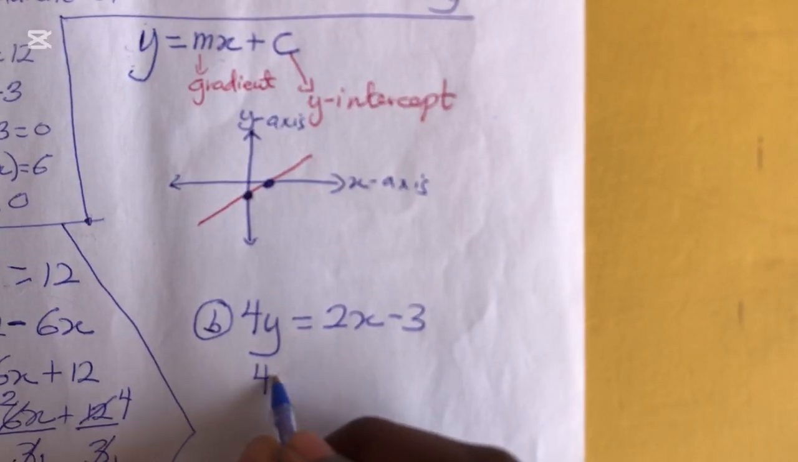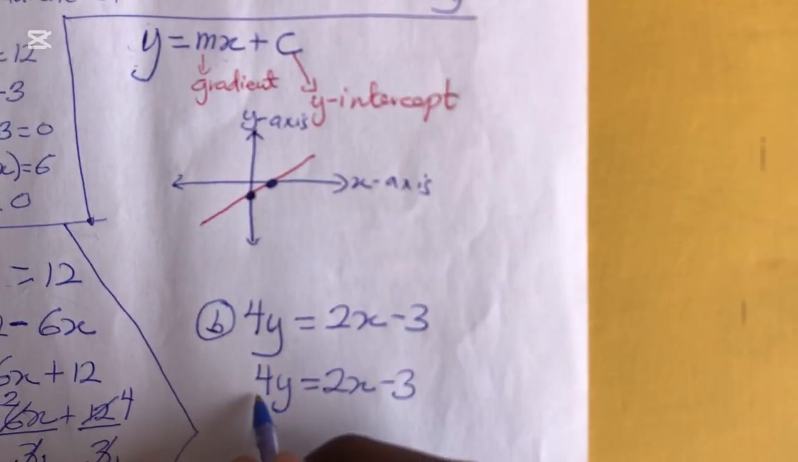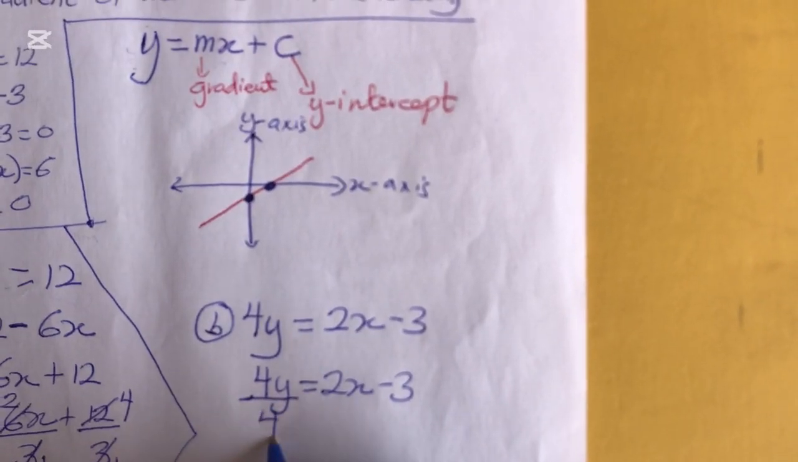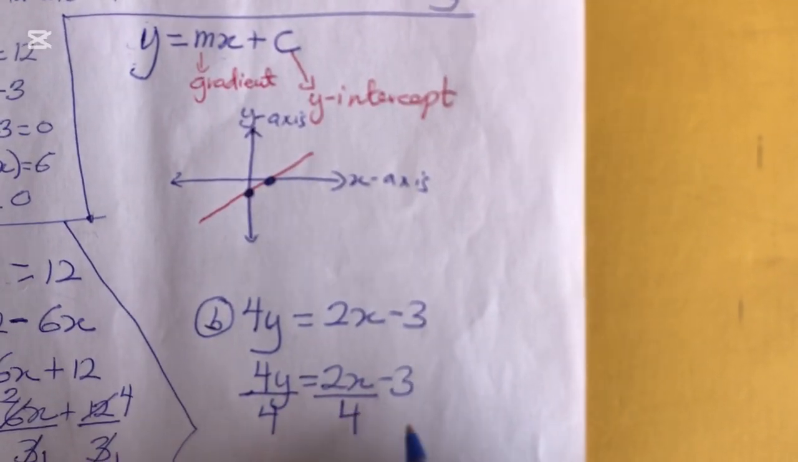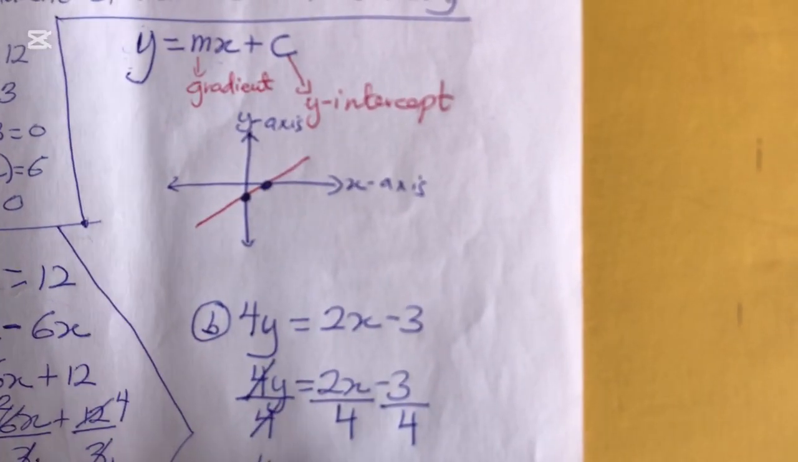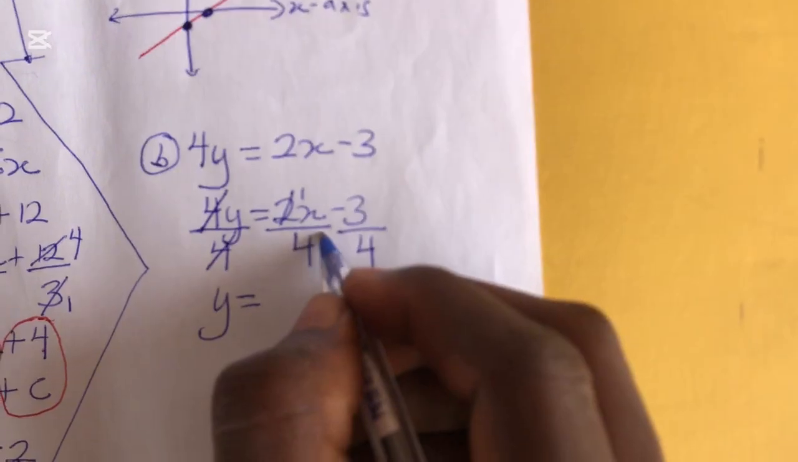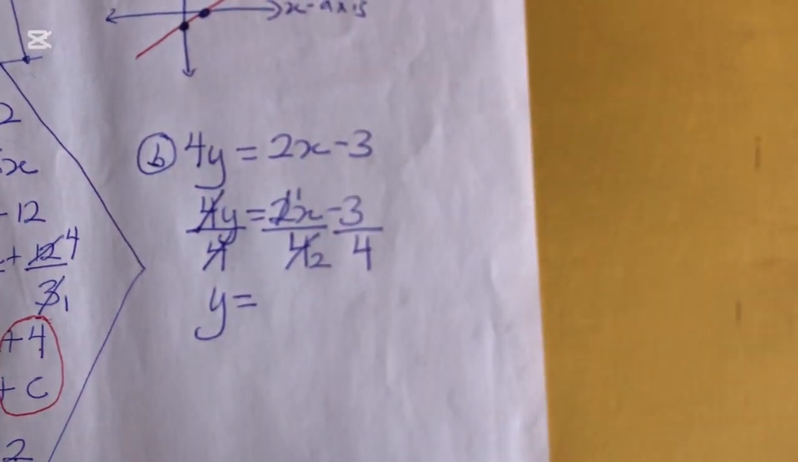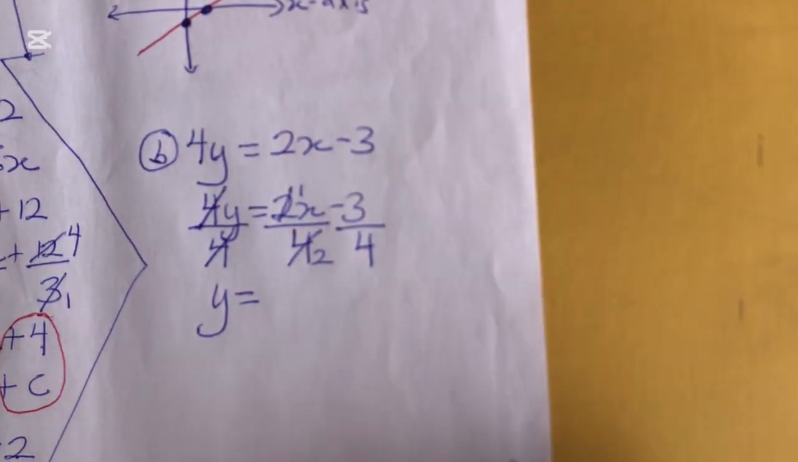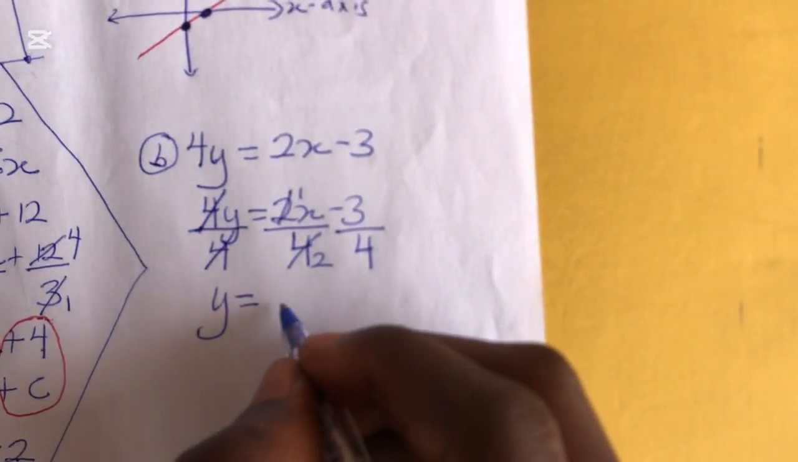So we will be having what? 4y is equal to 2x minus 3. And then we will divide this by what? 4. We divide this side 2 by 4, and we divide this 2 by what? 4. So the 4 will cancel the 4. Now the y is standing alone. Are we getting it? 2 here, 1, 2 here, 2. 3 and 4, there is no common factor apart from 1. Are you getting it? So at the end of the day, we are getting what?